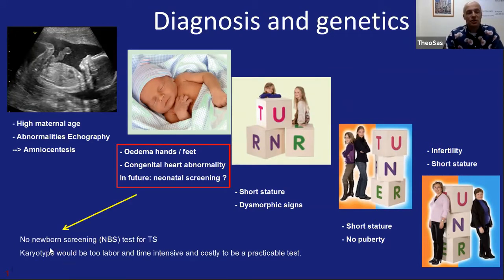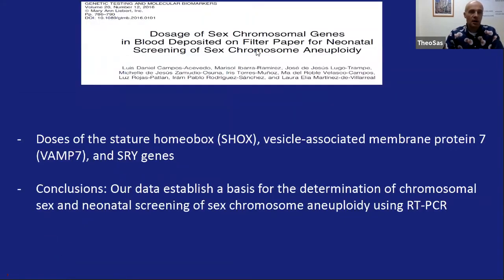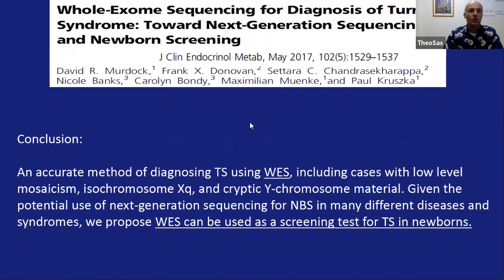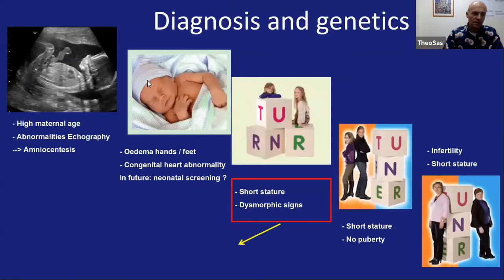But you can imagine that just karyotyping is a lot of work to do. So we are thinking about several genes which could be tested to search for whether there is Turner syndrome, or you could do a whole exome sequencing. We will see in the next years whether we will succeed in doing this.